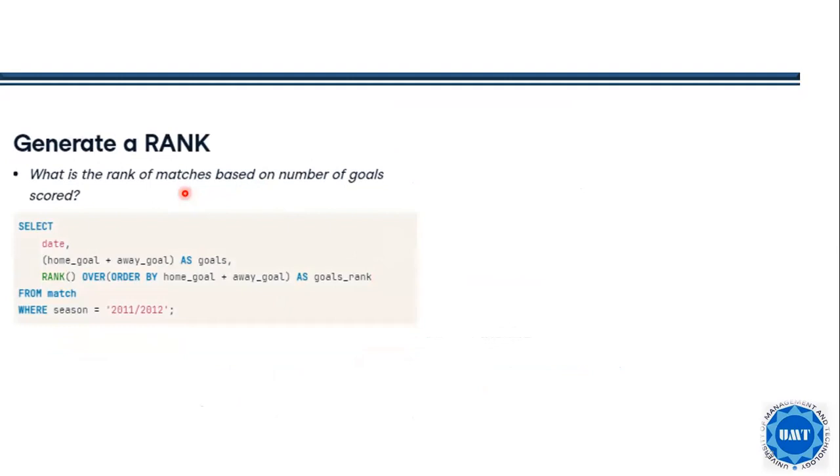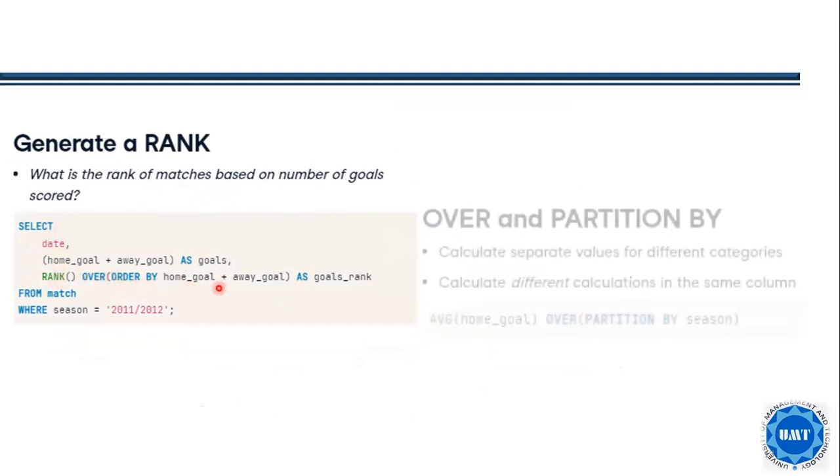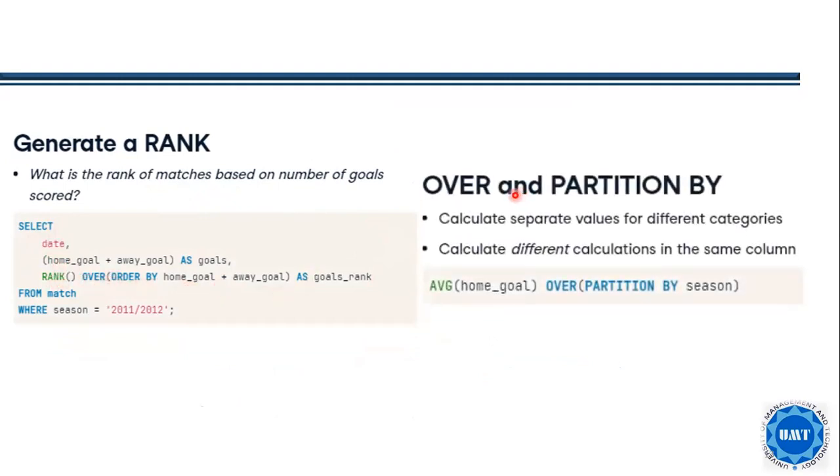So we are going to generate a rank. Select the column, and then we will rank by over and order by. Here we are using over and partition by.